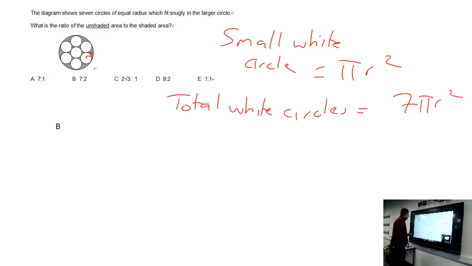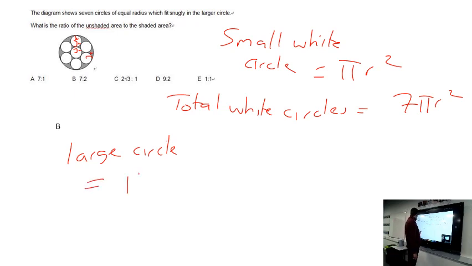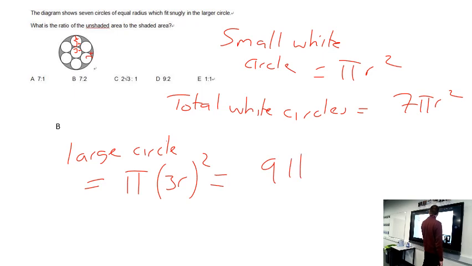Now we're interested in the large circle. Do we know what the radius of the large circle is? Since we know that this is r, this is r, this is r, the radius is 3r. So work out the area of the large circle. That's going to be pi times radius squared. So the radius is 3 times r, squared. So that's going to be 9 pi r squared.